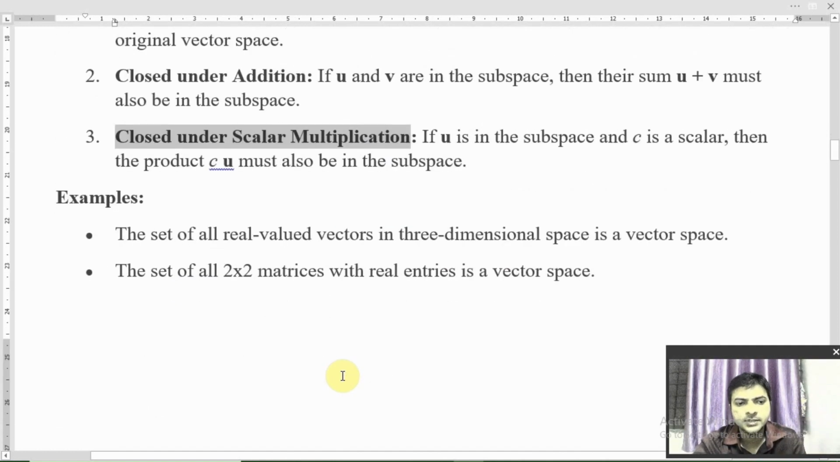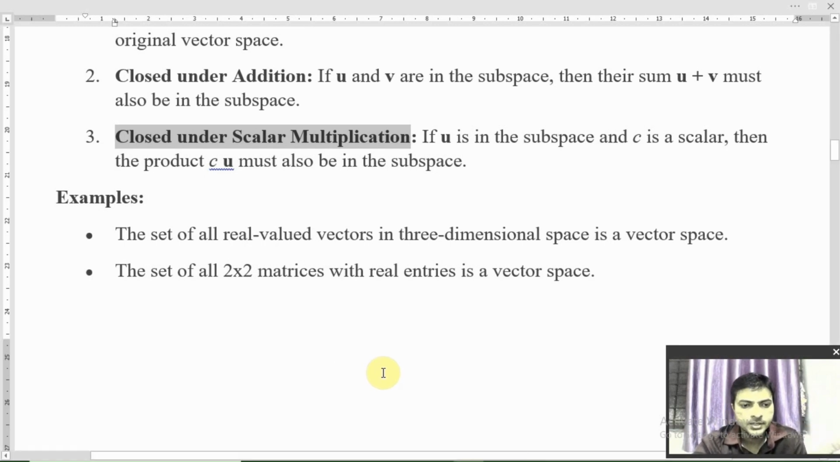Suppose you take the example of the set of all real valued vectors in 3 dimensions. This space is a vector space, because you can see very easily it satisfies the zero vector, closure under addition, and closure under scalar multiplication. These examples I will once again explain in my next video lecture.